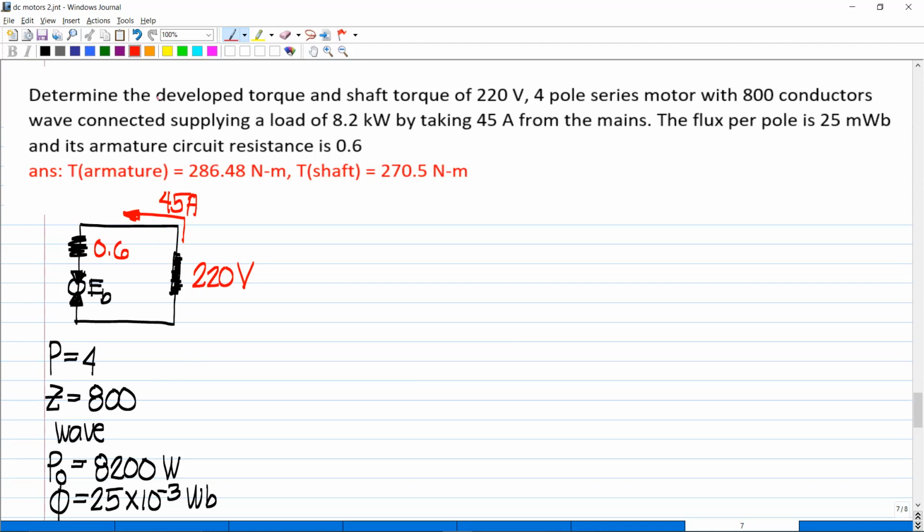So let us solve. There are two questions. What will be the T-dev, and what is the T-shaft?